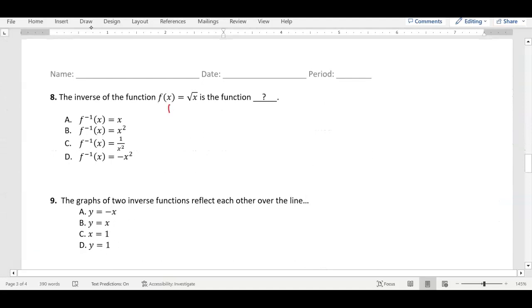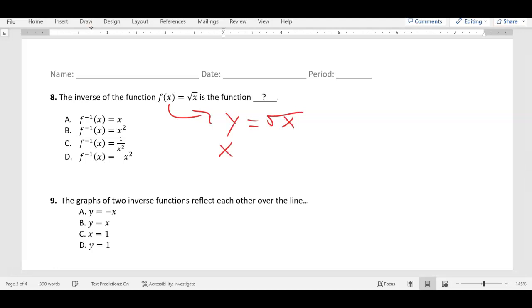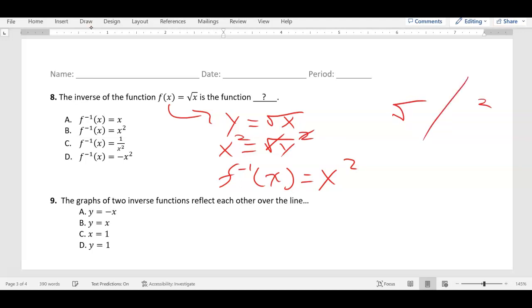What's the inverse of square root of x? Again, make it y. Switch x and y. And then to get rid of square root, you have to square both sides. So I get the inverse of x equals x squared. Hopefully you know square and square root are opposites. Not negative, but positive, x squared.